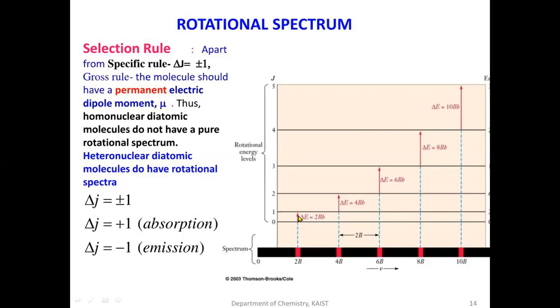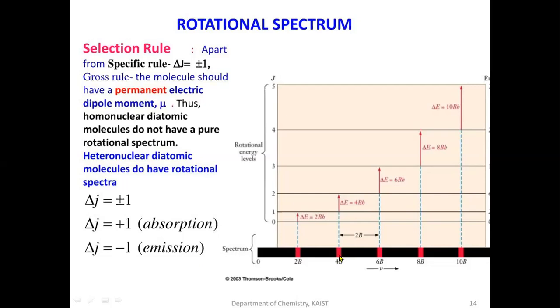So you see there is one transition. This transition is allowed. These are the allowed transitions according to delta J equal to plus 1. In each rotational transition, one photon is absorbed. The photon which is absorbed appears as a dark line, and the wave number of that line is 2B, where B is the rotational constant. I will tell you how to find the rotational constant here.